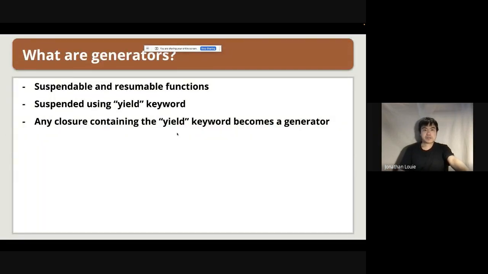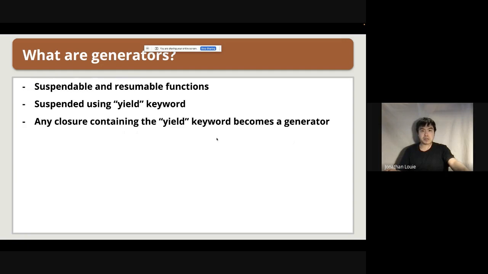What are generators? Generators are just suspendable and resumable functions. They are suspended using a yield keyword. You've probably seen this keyword in other languages, especially Python, which seems pretty popular these days. It's also in JavaScript, and I believe C# also has generators using yield, although I'm not 100% sure. Specifically for Rust, at least as of today, with the current implementation, any closure containing the yield keyword becomes a generator.